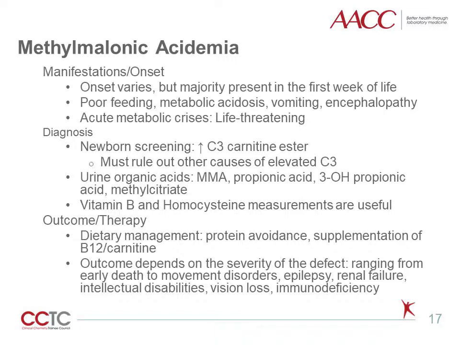of propionyl carnitine. Chronic manifestations of methylmalonic acidemia include movement disorders, poor growth, epilepsy, renal failure, intellectual disability, vision loss, and immunodeficiency. Therapeutic approaches for methylmalonic acidemia are similar to those used for other branched-chain organic acidurias: prevention of crises through the promotion of anabolism and avoidance of catabolism, dietary management, and supplementation of enzyme cofactors. Prognosis of methylmalonic acidemia is related to the severity of the enzyme defect and the age at which interventions began.